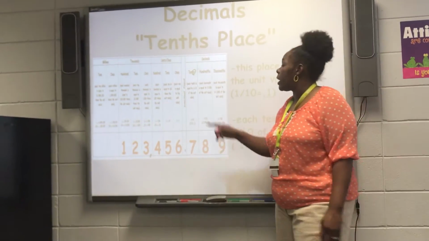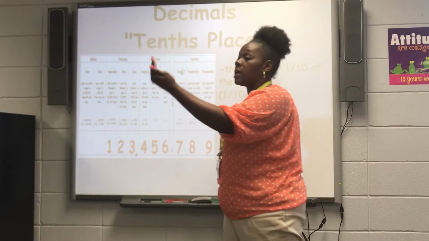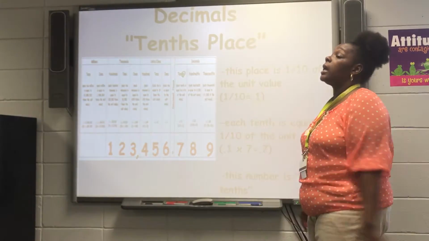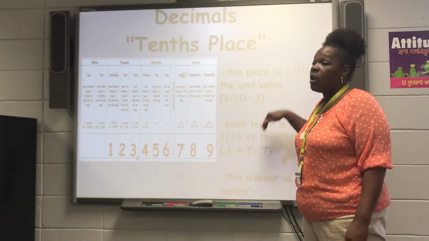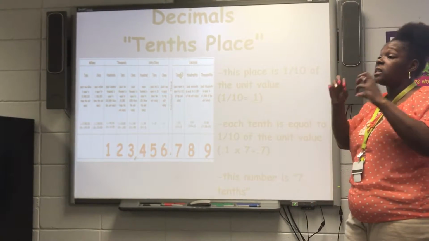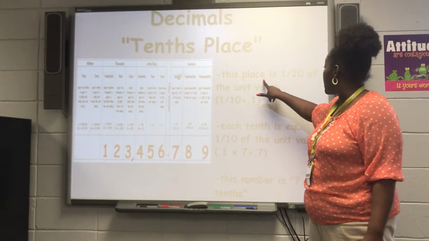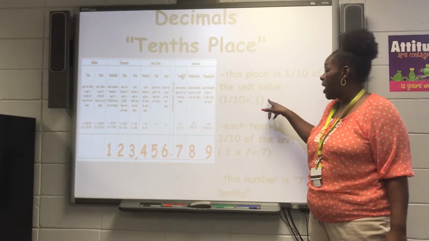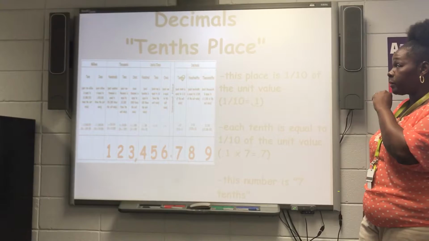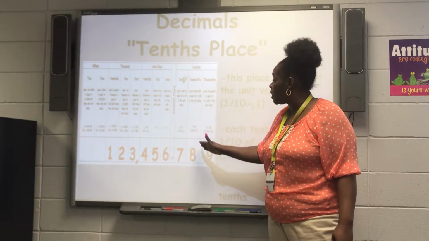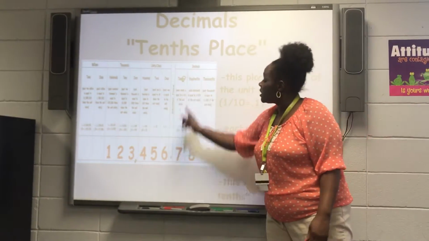Now, let's go and talk about decimals. Anything that's on the left side of the decimal is considered a whole number. Anything on the right side of the decimal is considered a tenth, which means that it is not as big as a whole number. Okay? So if you see here, it says this place is 1/10 the unit value. So 1/10 is equal to 0.1. Okay, we also have our hundredths and our thousandths. So here, how many tenths do we have?